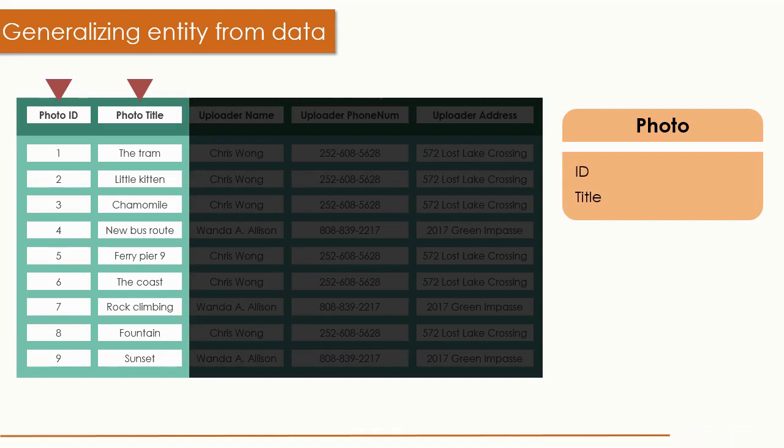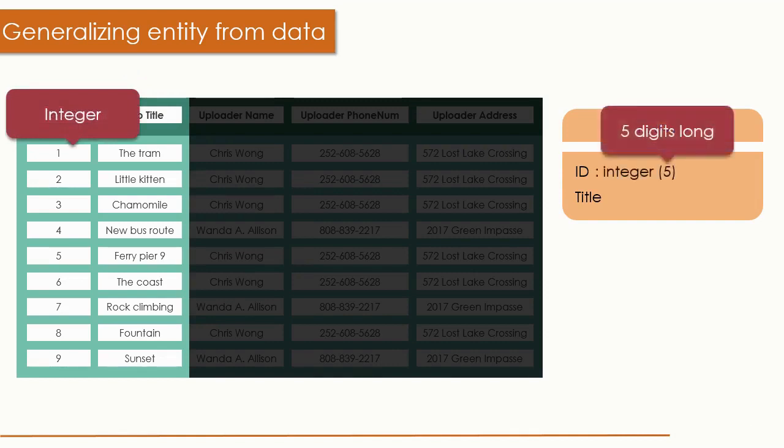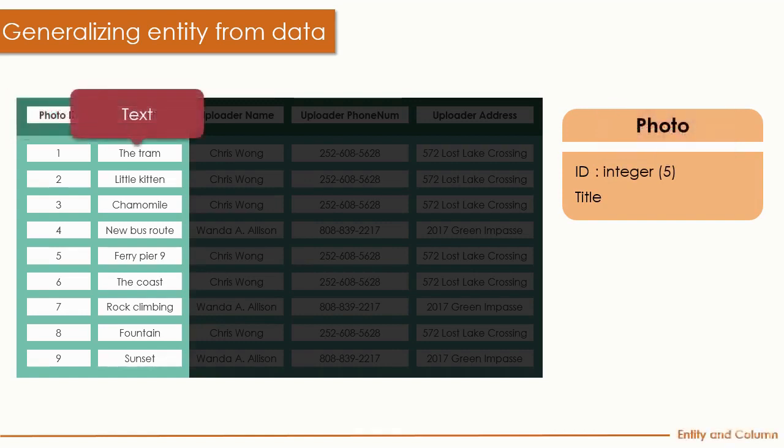And if you look at the photo ID, it is an integer. And we will put the integer in the ID column in your entity. And the title is a text. Then we will put a text type. In database, it is a varchar type representing a text. And you give the length.